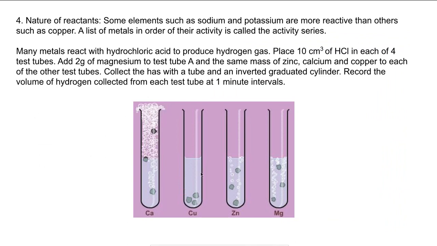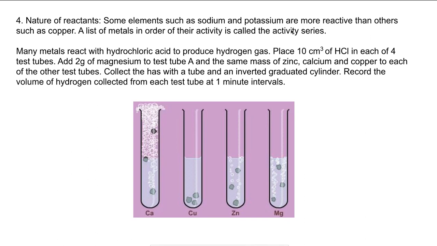The nature of reactants. So it depends on what the actual chemicals are. Some chemicals react faster than others. That's the point of the nature of reactants. Some elements are very reactive. Sodium and potassium from the alkali metals, group 1 of the periodic table, are very, very reactive. So they are involved in reactions that are over very quickly.